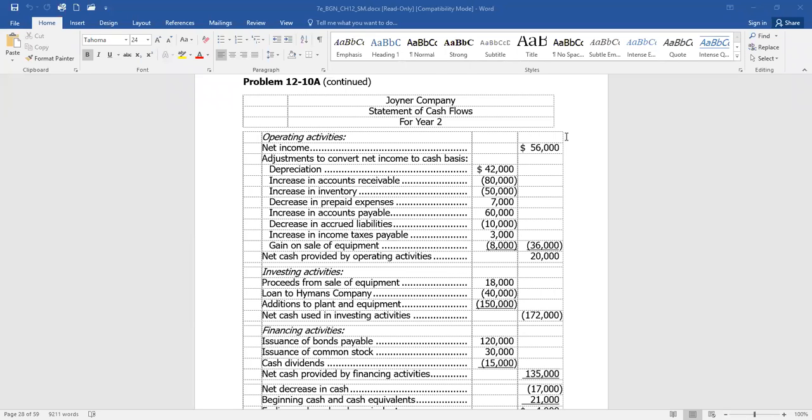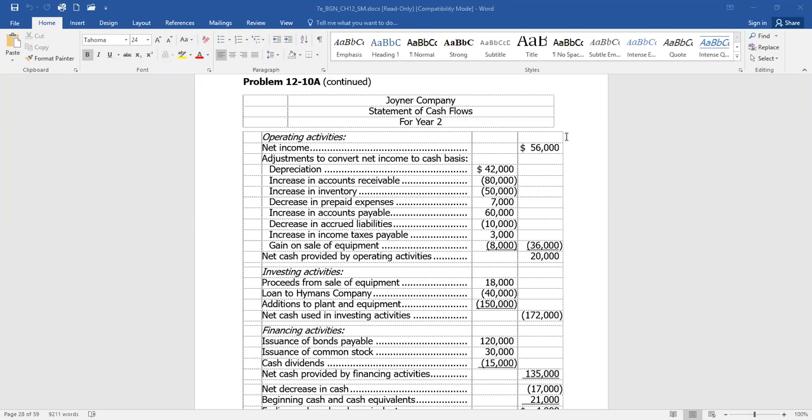What's the difference between the direct method and the indirect method? How we calculate that very first section, operating cash flow. So let's take a look at this. We have here Joiner Companies, and we're preparing their statement of cash flows. Remember, what are we reporting on a statement of cash flow? How a company either brings in more money, provides more money, or uses money in each of their major activities in the company: operating, financing, and investing.